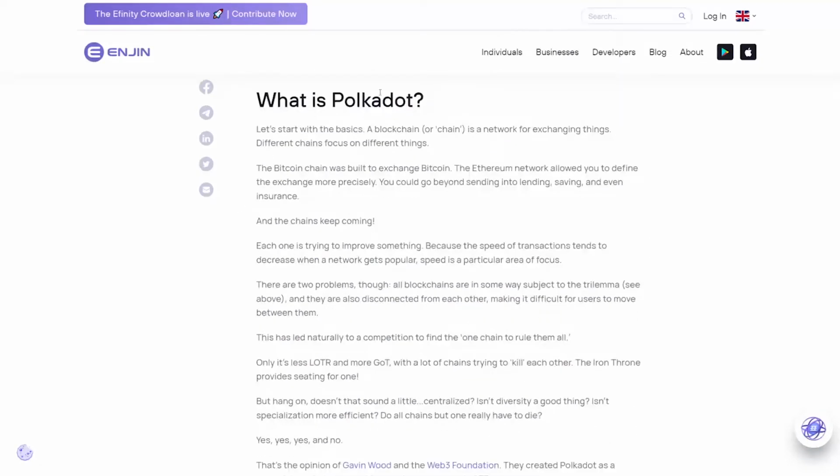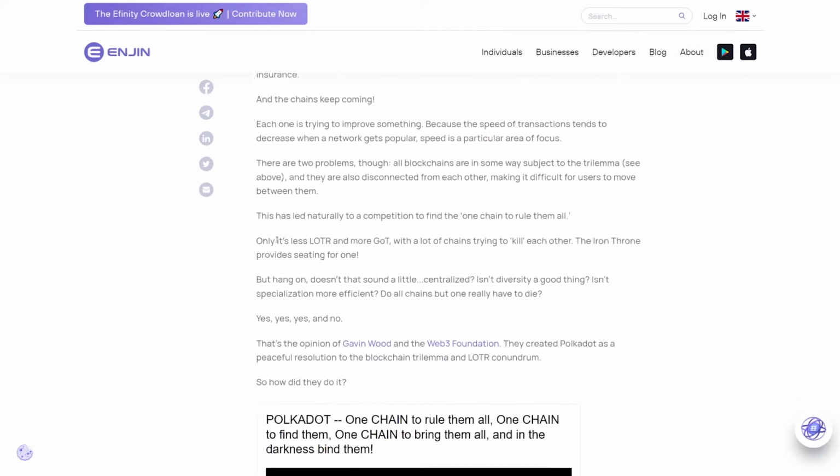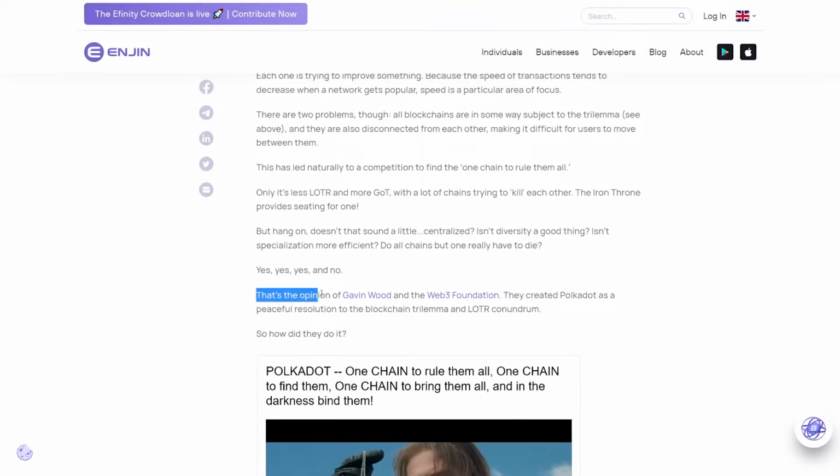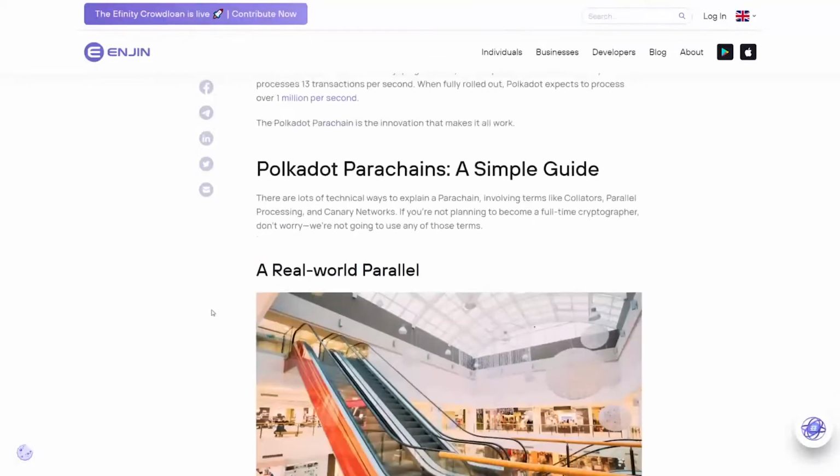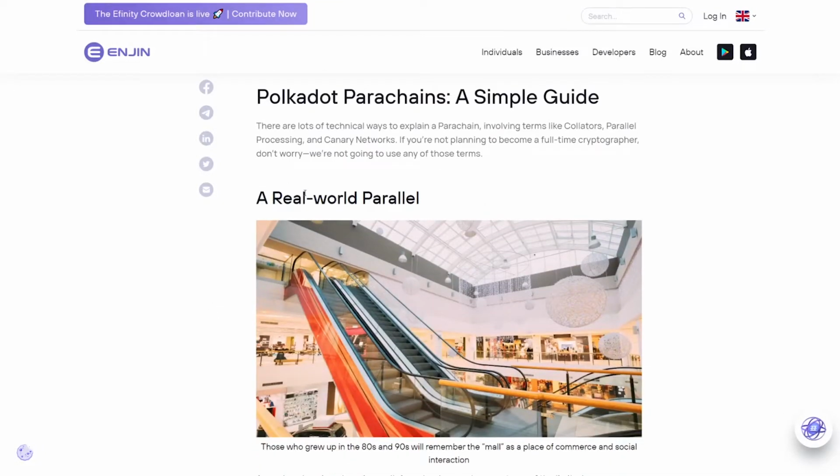Then we have a brief history of Polkadot, which you can check out in the top right hand corner again if you haven't already. But an important thing to mention is that it has been founded by Dr. Gavin Wood, who was also a co-founder of Ethereum. And finally here we have the parachains explanation.